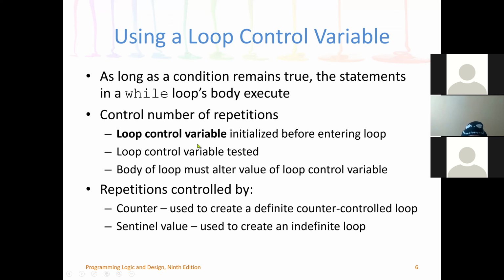The loop control variable will, of course, be initialized before entering a loop. So if I start from 0, then it will initialize the counter variable to 0, or 1, you can initialize it to any value. Then when we enter the loop, the control variable will be tested based on the condition. We will see this when we implement a loop in the Java programming language, hopefully today, if not today, hopefully next week. So the body of the loop must alter the value of the loop control variable.